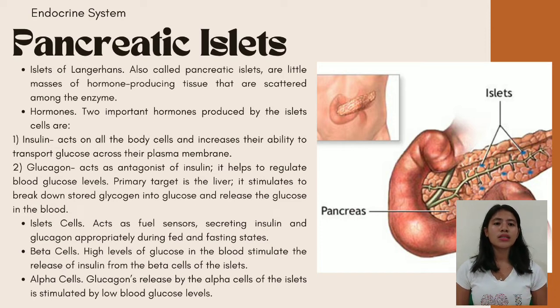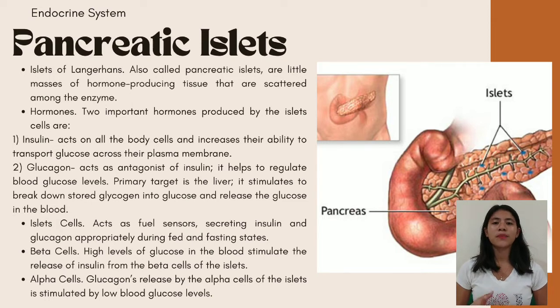The glucagon acts as the antagonist of insulin. This glucagon is kalaban ng insulin. It helps to regulate blood glucose levels. Its primary target is the liver. It stimulates the breakdown of stored glycogen into glucose and the release of that glucose into the blood.